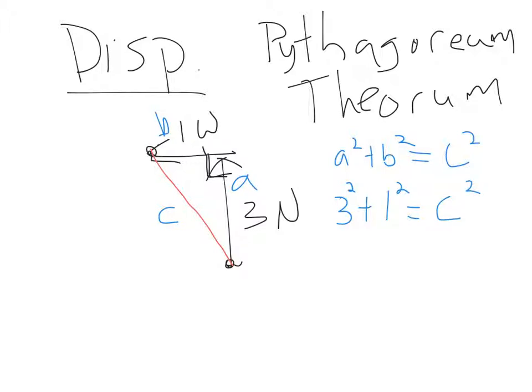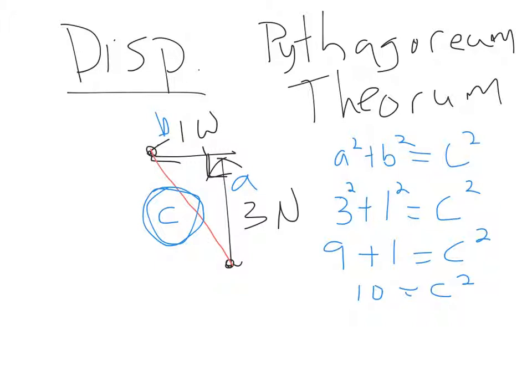Okay, now I just have to calculate. What is 3 squared? What's 1 squared? And that gives me C squared. So 9 plus 1 is what? 10 is C squared. But what am I looking for? C squared? No. What do I want to find? I want to find C.